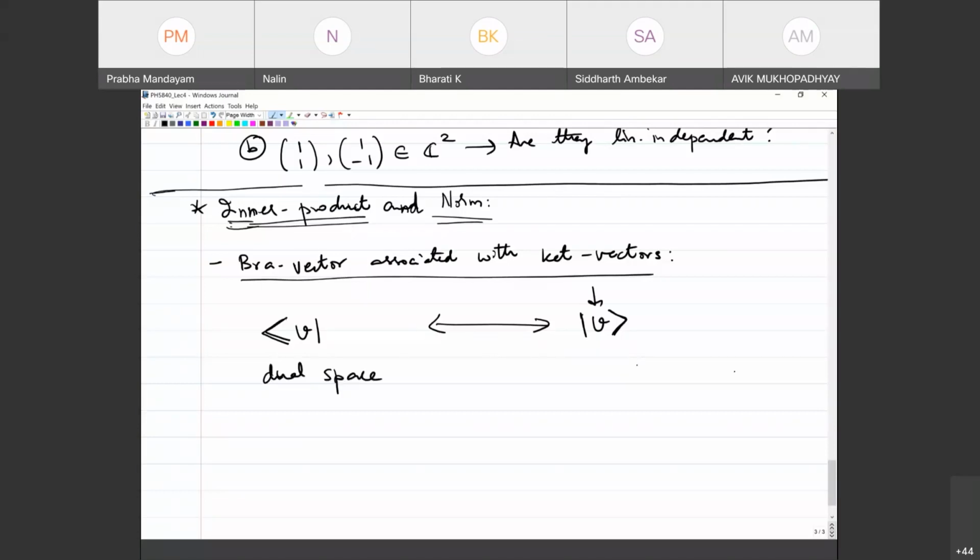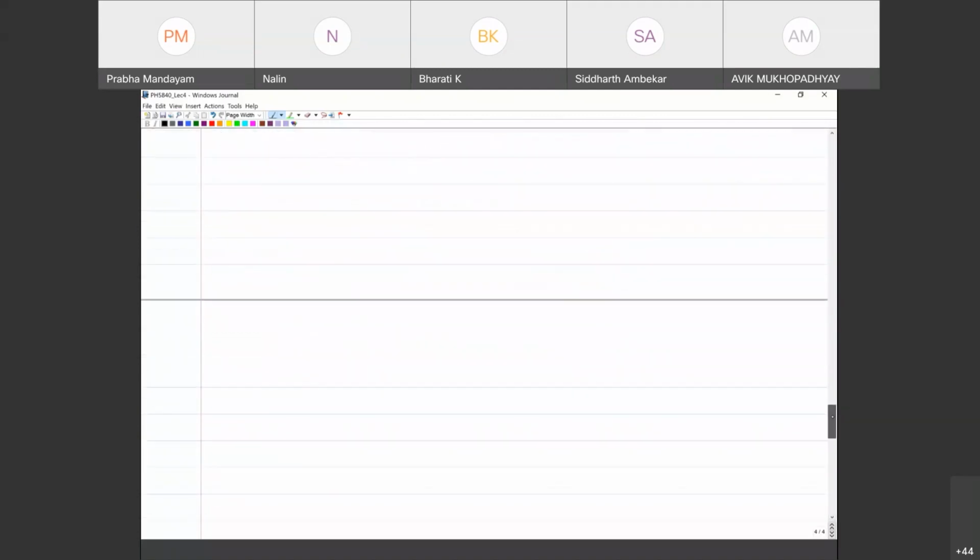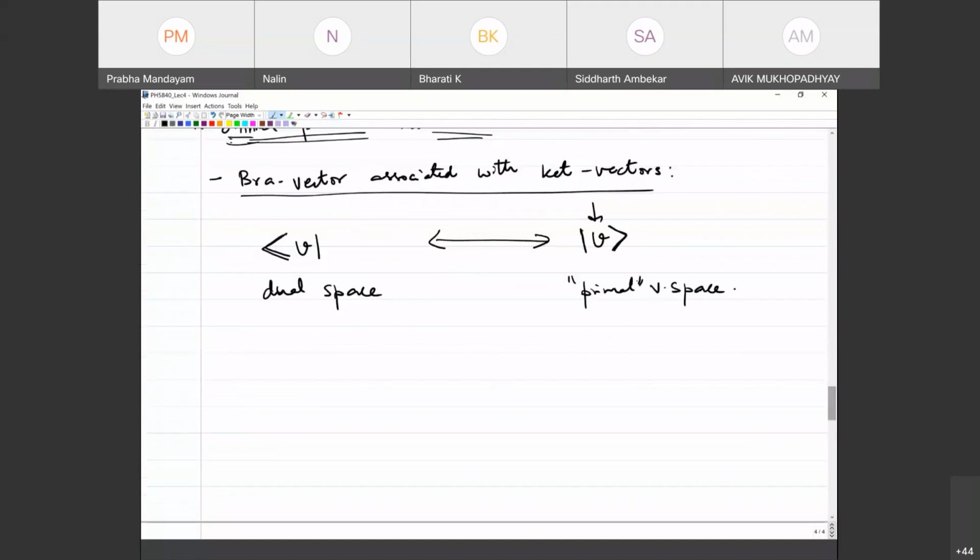So what is this association? Again, it's often useful to think in terms of some concrete representations. So let's look at the example of vectors belonging to C^d.